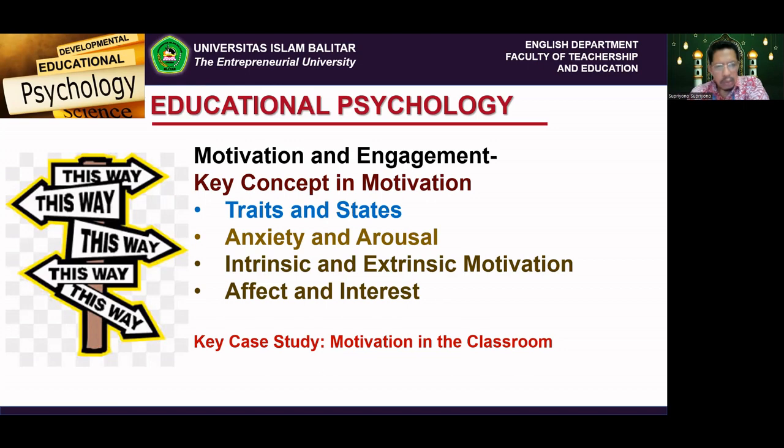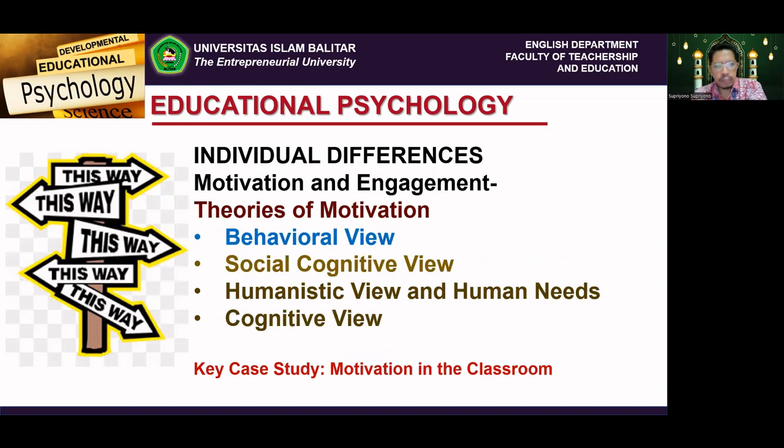Well, we of course also discuss motivation and engagement. We talk about traits and states, anxiety and arousal, and how we manage students' motivation, including intrinsic and extrinsic motivation, and how we control and get the effect and interest. In this case, we will have a case study on the motivation classroom. Also, we will learn the theories of motivation, like behavioral view, social cognitive view, humanistic view, human needs, and cognitive view. And of course, we still will work on the case study on the motivation classroom.